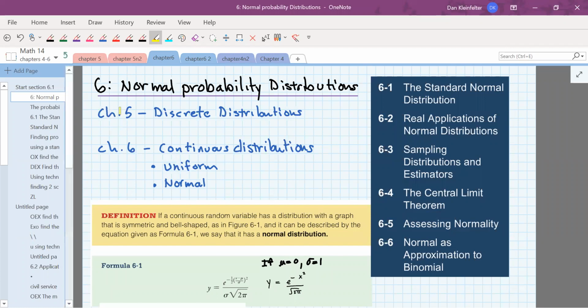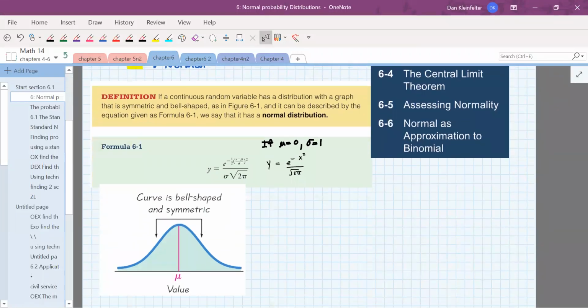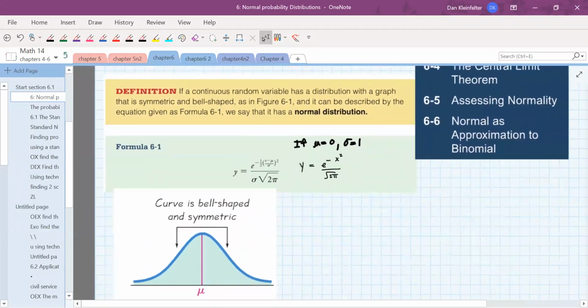So chapter 5 focused on discrete distributions. Chapter 6 focuses on continuous distributions. We'll spend a little time talking about what's called the uniform distribution and also a little time talking about the normal distribution, probably a lot of time talking about the normal distribution. So this will look somewhat familiar.